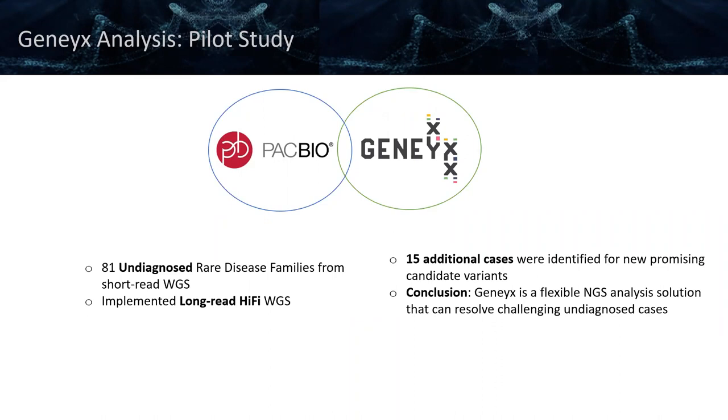And so this allows for better alignment, mapping to the reference genome, as well as a higher precision and accuracy in calling a variety of different types of variants. And so with this long read data, they wanted to test the different software solutions in terms of their analysis capabilities. And Geneyx was fortunate enough to be included in this pilot study, and we actually were able to achieve the baseline of the candidate variants, but we outperformed all of the other software solutions by identifying 15 additional cases for new and promising candidate variants.